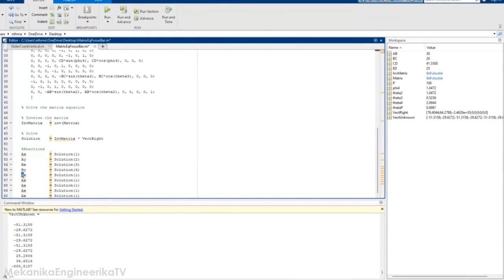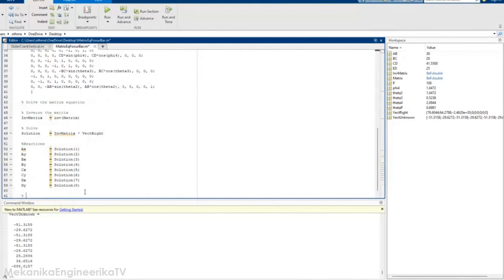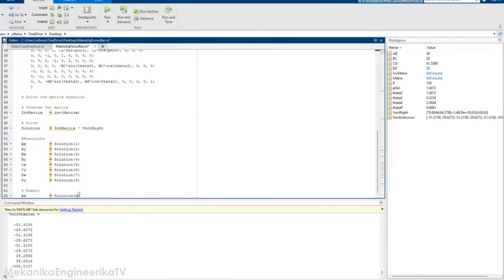Number five corresponds to, because this is the way I have organized the vector of unknowns when I built the matrix equation, cx. Number 6 is cy, number 7 is dx, number 8 is dy, and the external moment, torque, will be the element number 9 of the solution, and this will be called F.